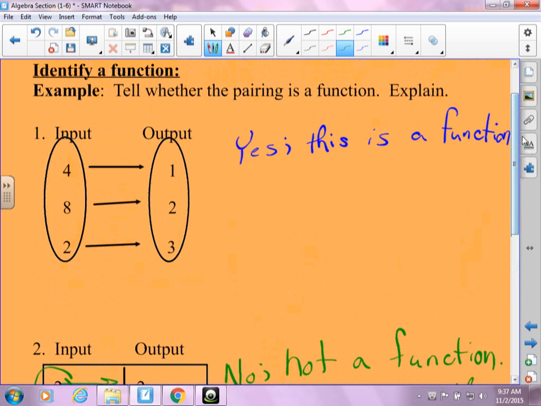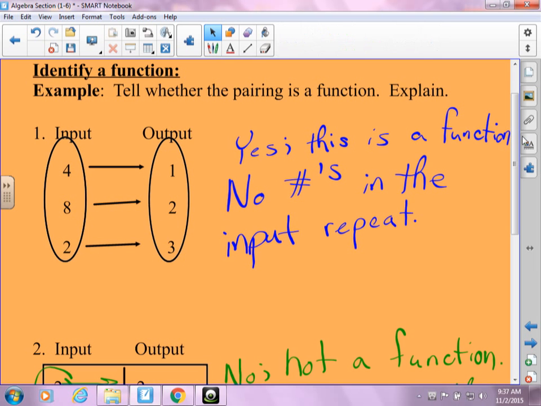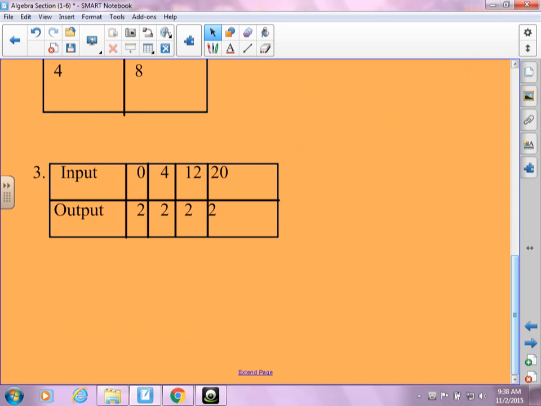Now, let's go back up to our first one. Take a look at your input. Do any of those numbers in the input repeat? That's why it's a function. So yes, no numbers in the input repeat. Remember learning some of this last year? So we're just looking at the input. All right, let's go down to the next one. Okay. Is number 3 a function? Yes or no, and why? Yes. That is correct. So yes, this is a function.